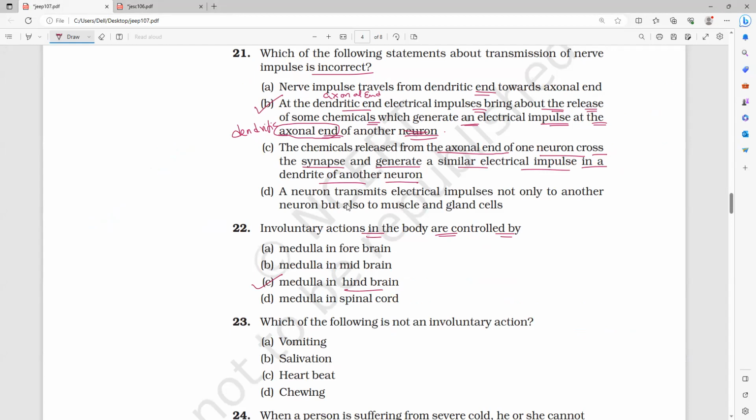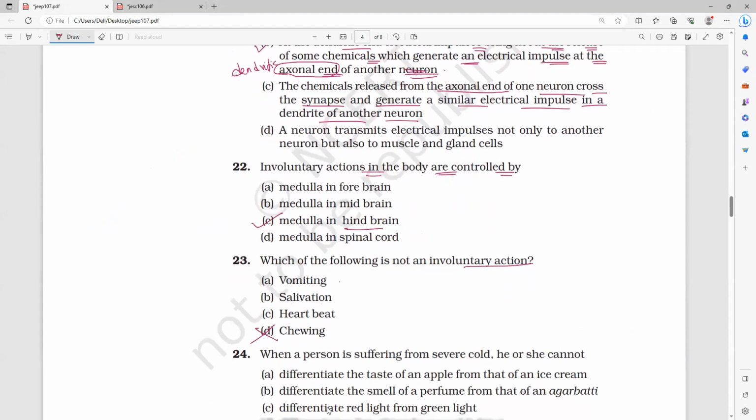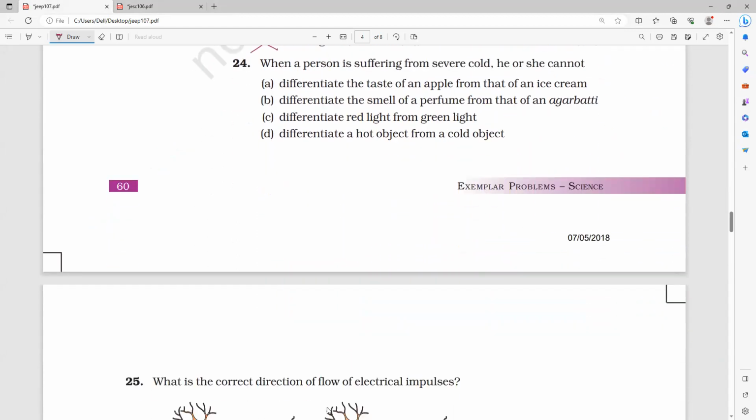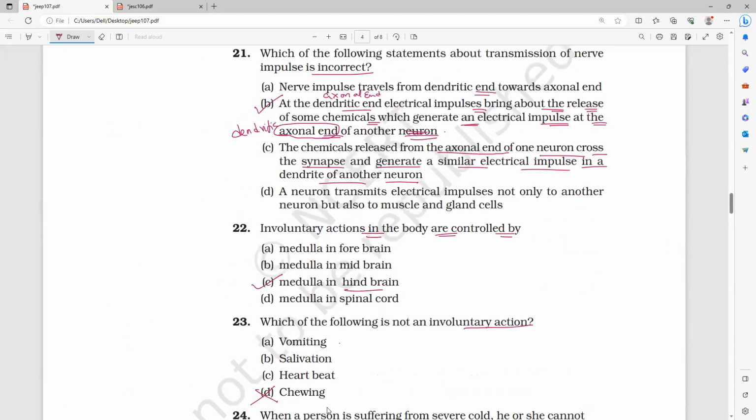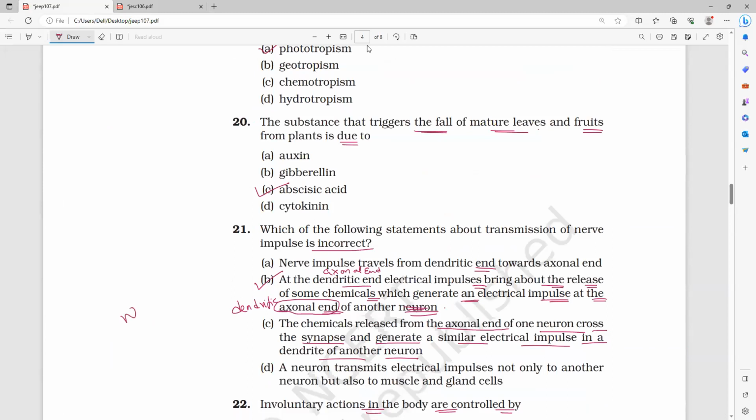Next, which of the following is not an involuntary action? Vomiting, salivation, heartbeat and chewing. Which one is not an involuntary action? Chewing. Chewing is in our control. If you want, you can; if not, you cannot. And here you write: what is the name of that fluid? Chemical substances. That chemical substance we call a neurotransmitter.